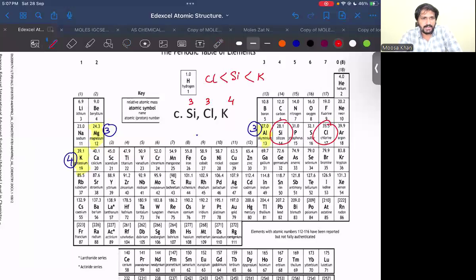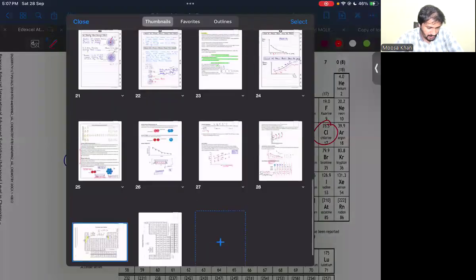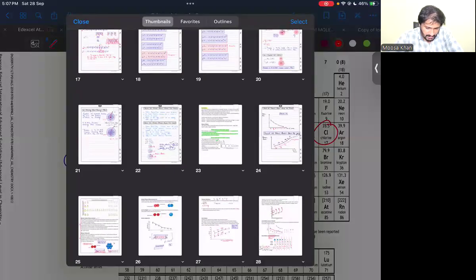Very good, Sarah, Rayan. Silicon is not the smallest. Okay, very good. All 4 of you have answered it correctly. I'm happy that at least you guys know what the concept is all about.